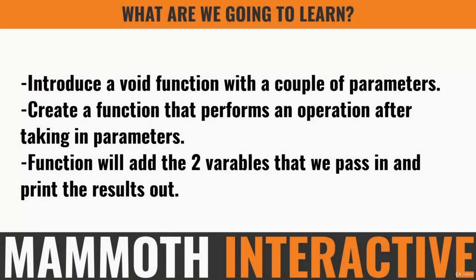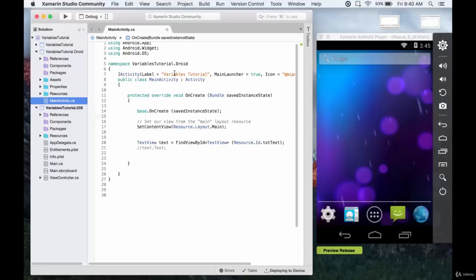In this part of our tutorial, we're going to take the next step up by creating a void function, but this time it's going to take in a couple of parameters. So we're going to create this function, we'll call it function, and it will perform an operation again after taking in these two parameters, which will be integers. So the function will add the two integers that we pass in, and it will print out the results of this addition.